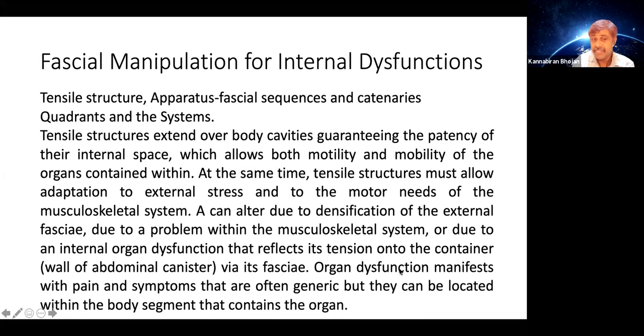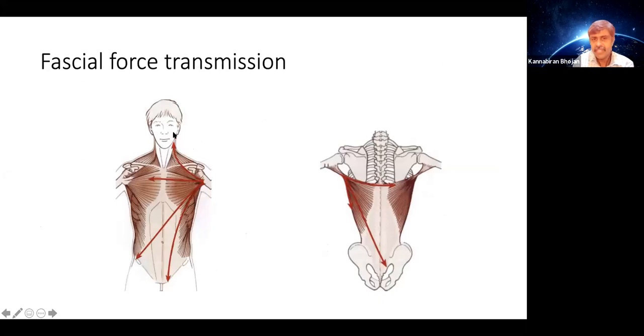So organ dysfunction can manifest with pain and symptoms located in a different body segment, so you can treat it by treating them. That is how they call it a tensile structure. They call it apparatus, fascial sequence, and catenaries. Catenaries means you compare it to a roof, and then you have quadrants and systems, which can be treated with fascial manipulation. Force transmission: a classical example is not being able to lift the shoulder. You have the clavicular fascia, with different forces coming from different directions, and then the deep cervical fascia. This is the fascia from the pectoral muscles, and from the lower limb, the muscle generates force. You can see this is how the force is governed.